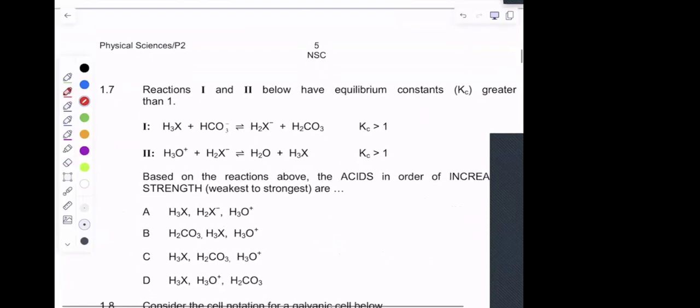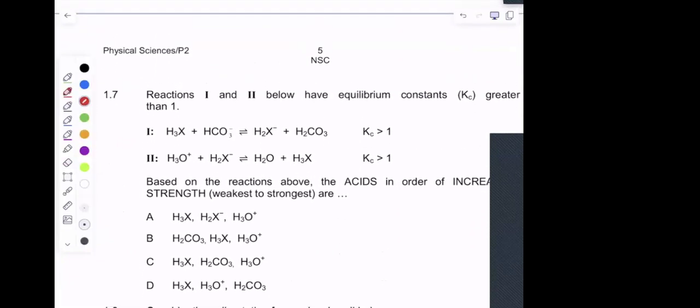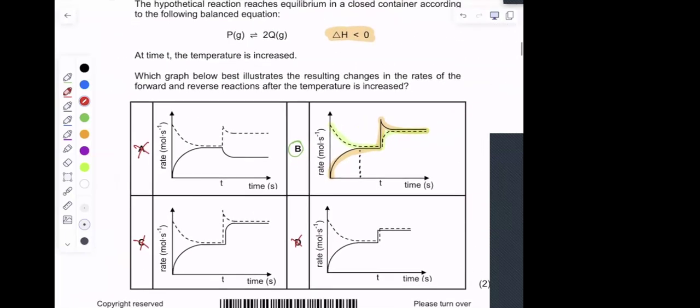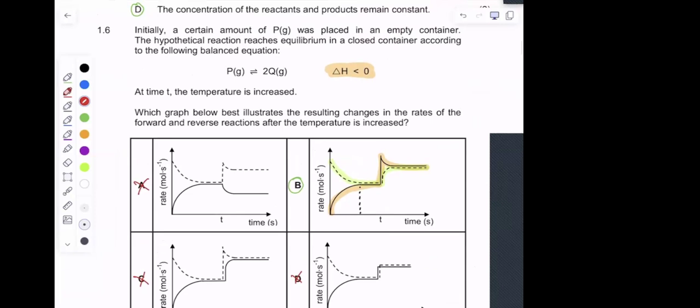Someone does have a question there for us on TikTok. Which one is the reverse on the graph? Sorry, I joined late. I'll quickly show you here. So in this case here, they told us that we started off with P placed into an empty container, meaning our P is going to be our reactant. Our forward reaction has to take place first. So we can see, right, that our forward reaction is going to be the dotted line, which means the reverse reaction is going to be our solid line, the one that starts at 0 and then goes that way. So the one that has our solid line spiking is going to be the correct one in that case there. Hope that makes sense.